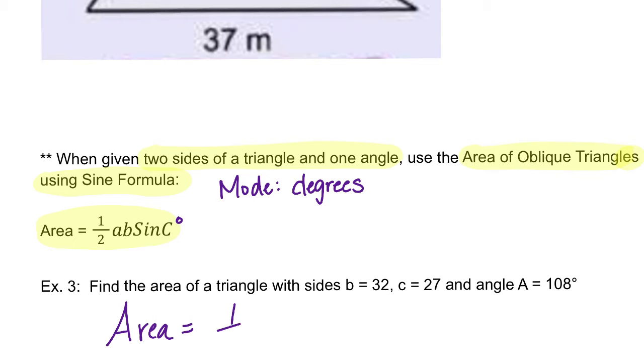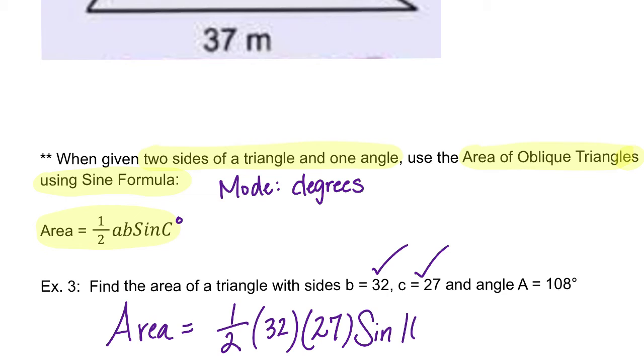The area is 1/2. Side 1 is 32. Those are always shown with a lowercase letter. Side 2 is 27. Use that. And then we're going to put sine of 108 degrees. We could put this right in our calculator. So I'm going to push pause, put it in my calculator, and see what I get. Don't forget to check your mode before you do anything else. You want to be in degree mode.